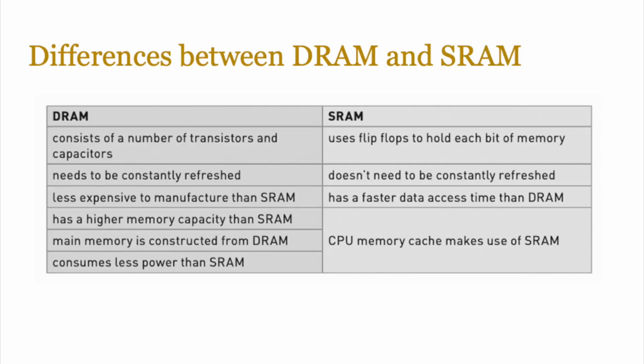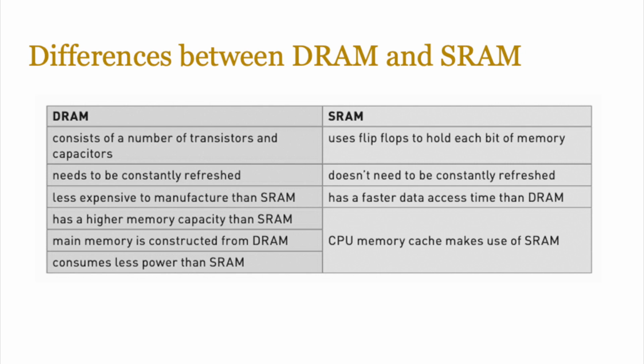So do pause the video and have a look at the differences between DRAM and SRAM which are on screen. DRAM consists of a number of transistors and capacitors, whereas SRAM uses flip-flops to hold each bit of memory. DRAM needs to be constantly refreshed, whereas SRAM does not need to be constantly refreshed. DRAM is less expensive to manufacture, whereas SRAM has faster data access time than DRAM. DRAM has a higher memory capacity than SRAM, and generally RAM is constructed from DRAM rather than SRAM itself. SRAM is used to make memory cache.